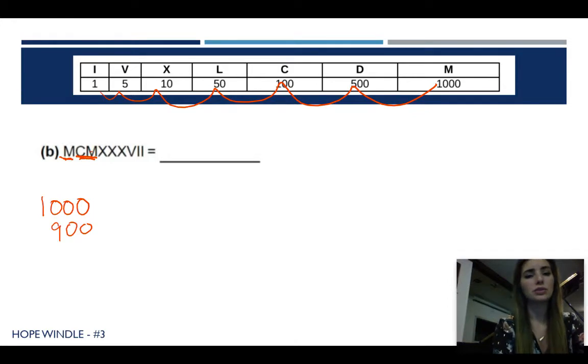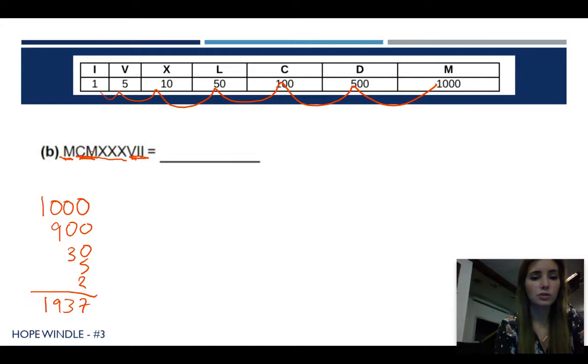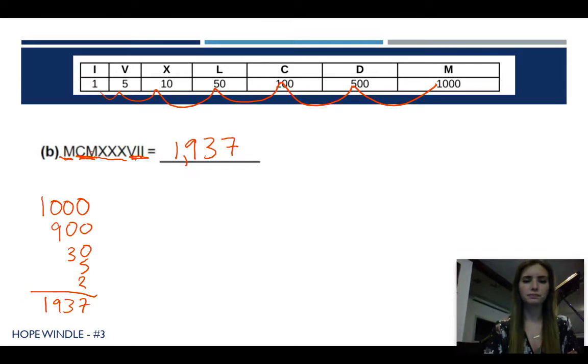And then this next group is going to be 30 because 3 times 10. And then we're going to have a 5 and 2 1s. Or if you become more familiar with Roman numerals, this number here represents 7. But we can get there by adding it all together. So let's say 7. So this number is actually going to be 1,937.